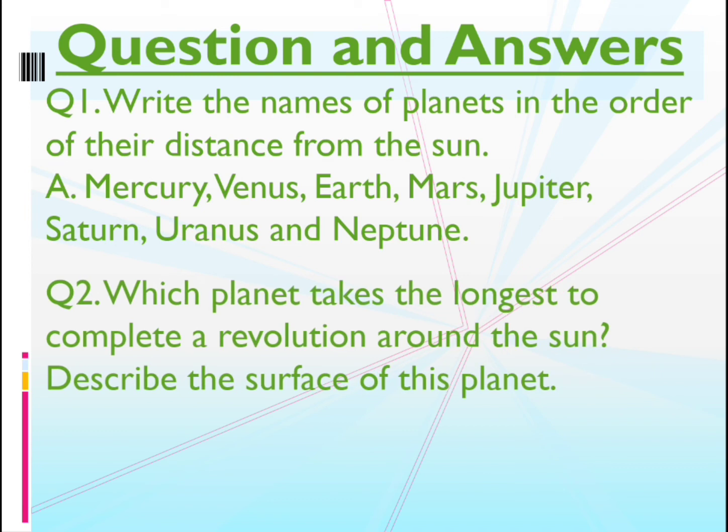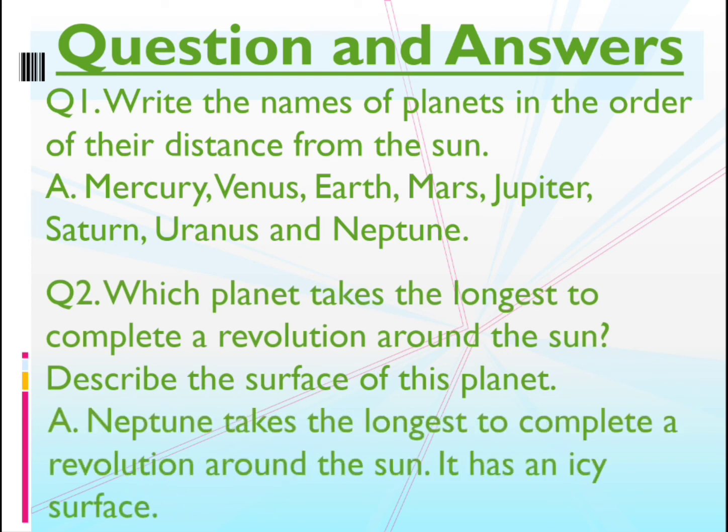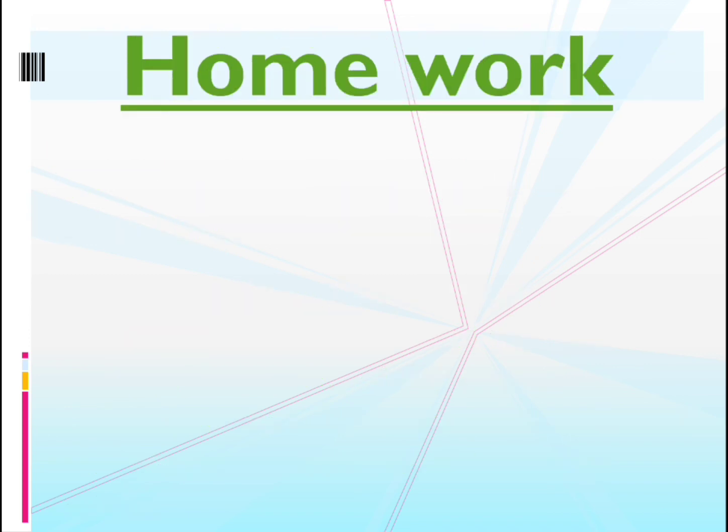Next one. Which planet takes the longest to complete a revolution around the sun, which is very far, which is the last planet? Neptune. Describe the surface of this planet. It is icy because it is very far from the sun. The surface is very icy. What is the other planet whose surface is icy? Uranus. And name the planets which do not have a solid surface: Jupiter and Saturn. You should understand the unique features of each planet, children, so that it will be easy for you to understand and to remember. Write these two answers in your classwork and please learn them, children.